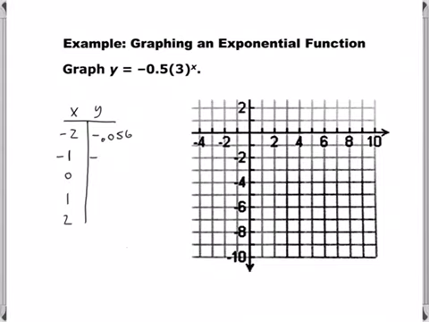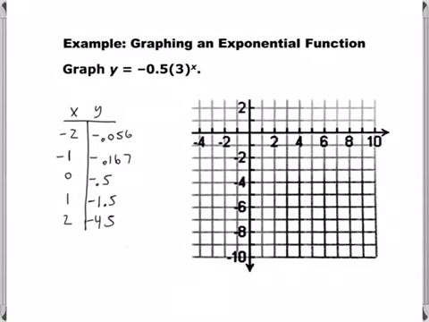And then at -1, I get -0.167. At 0, I get -0.5. At 1, I get -1.5. And at 2, I get -4.5. And so I want to plot these points.